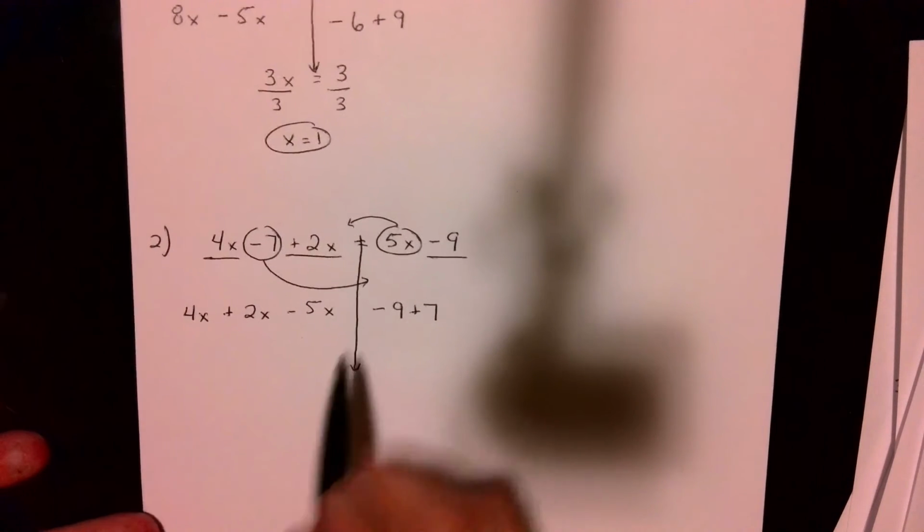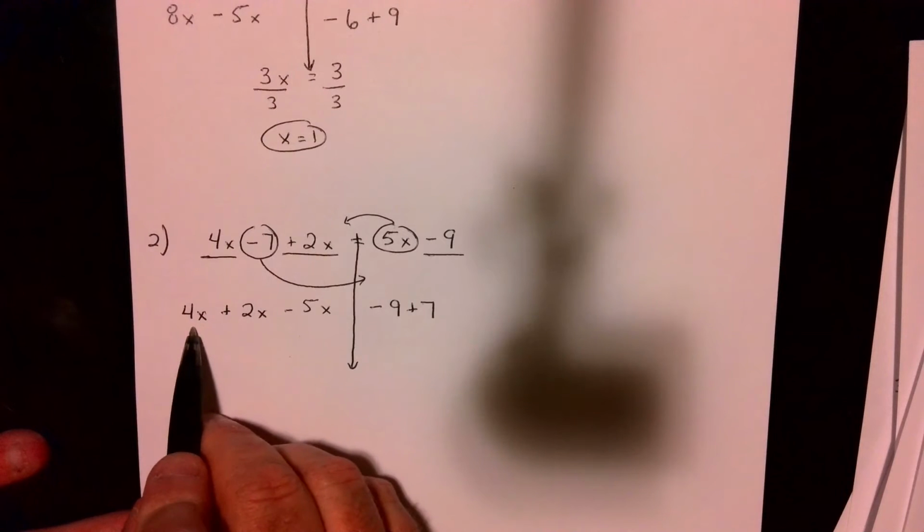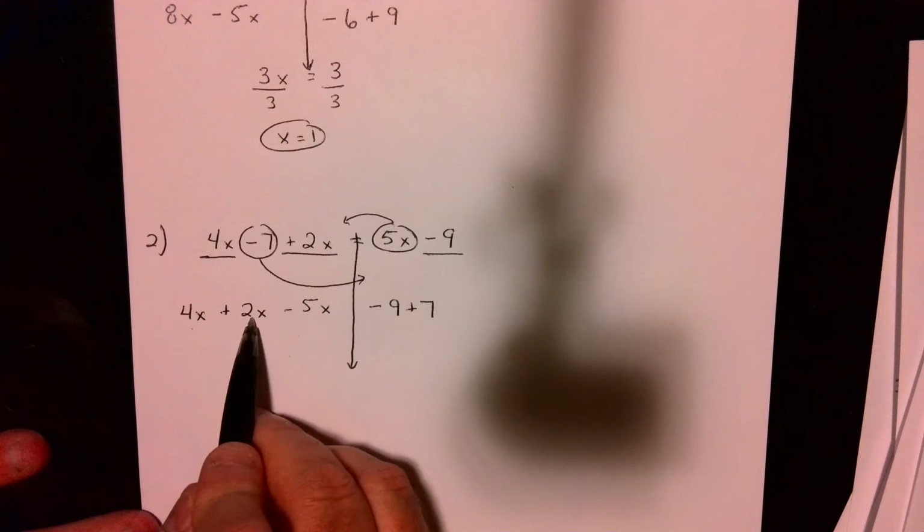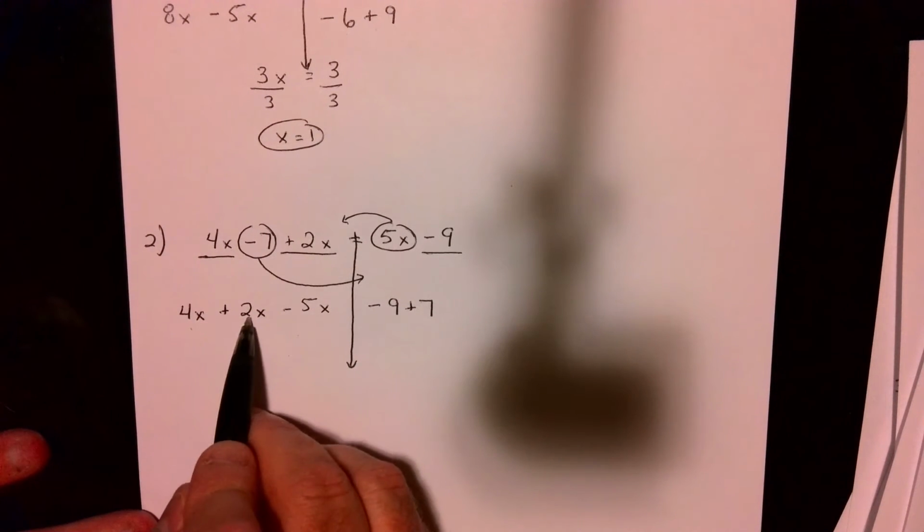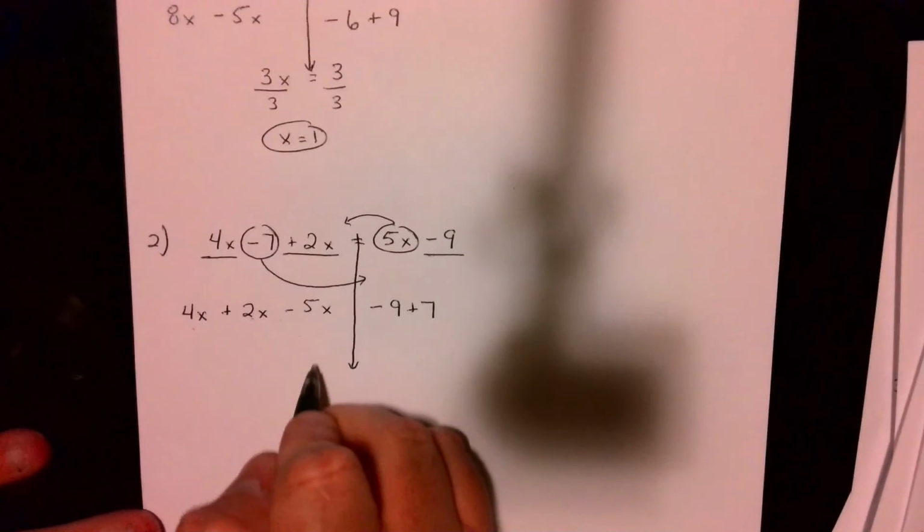From this step, combine all your like terms. Go one step at a time. 4 plus 2 is 6. 6 take away 5 is 1x.